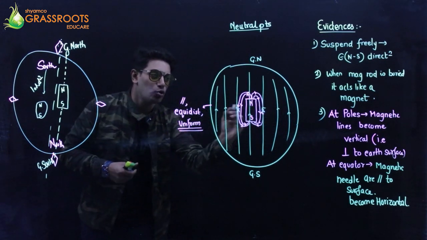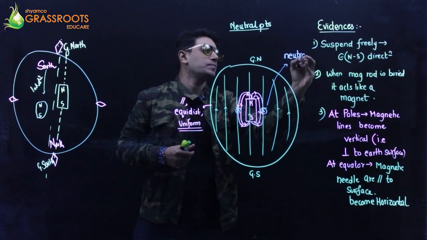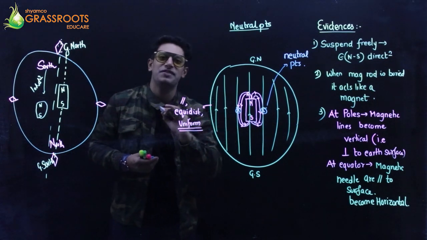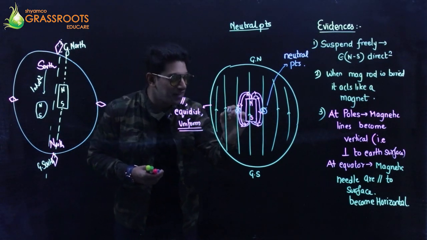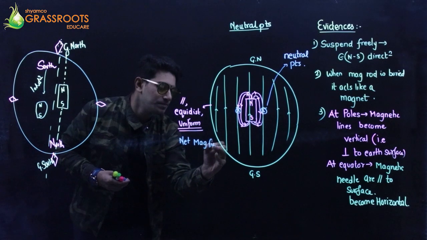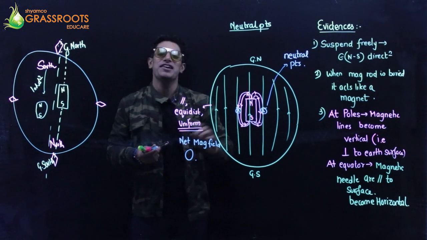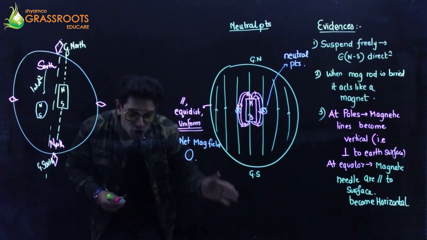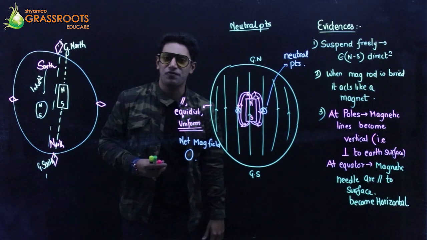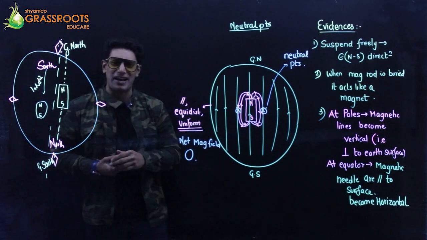So at these two points, I call them neutral points. The Earth's magnetic field and the magnetic field of the bar magnet will cancel out each other, neutralize each other. That means the net resultant magnetic field at these two neutral points is going to be zero. So if you place a needle at these two points, the needle will rest in any direction because the needle is under the influence of none of the magnetic fields. Needle is not influenced by any magnetic field, zero magnetic field. Are you understanding? Zero magnetic field.